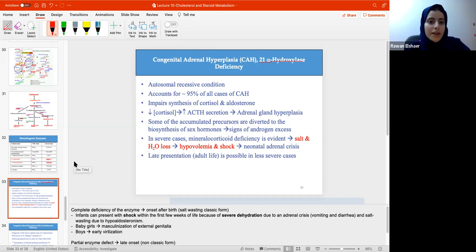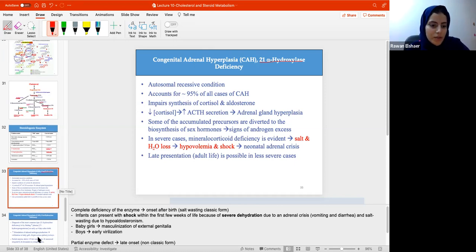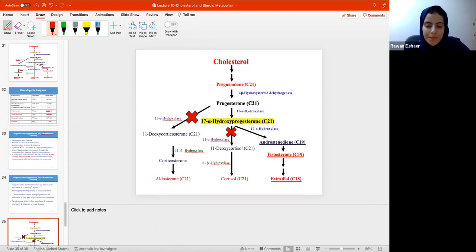So let's take a step back and try to understand why this happens. This is the same slide that we had earlier, but I put an X on the pathways where you have 21 alpha hydroxylase. So this patient had complete absence of 21 alpha hydroxylase, so he has no cortisol and no aldosterone. If you have no aldosterone, what's going to happen? Think of the function of aldosterone. What does aldosterone do?